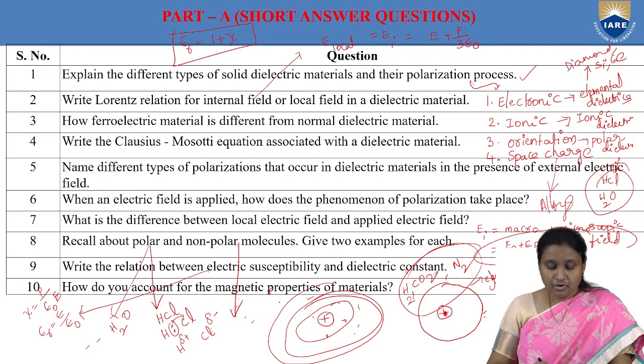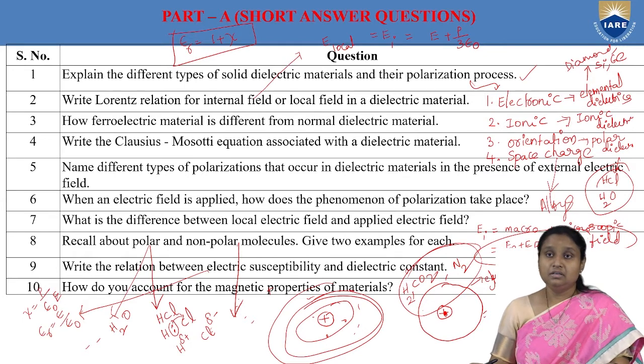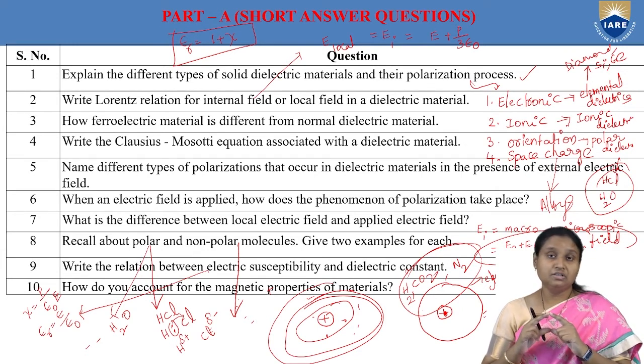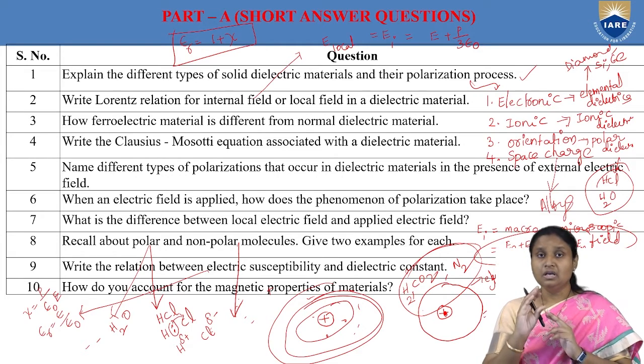And then, how do you account for the magnetic properties of materials? When we talk about magnetic properties, generally in magnetic materials, what we observe is that each atom will be in the state of a magnetic dipole. And why will it be in the state of a magnetic dipole? Because within the atom we know that electrons are revolving around the nucleus, and when they are moving, they will also be rotating about their own axis.